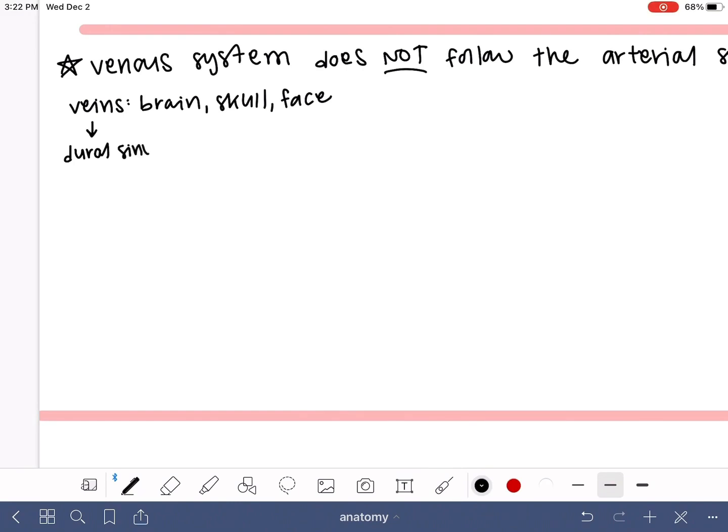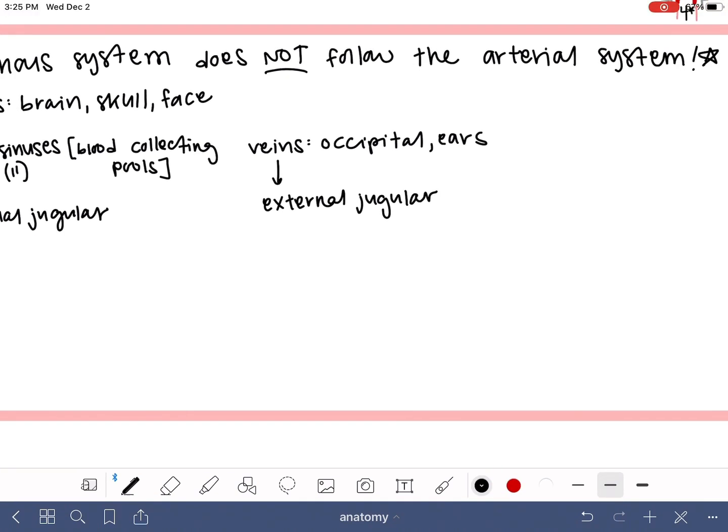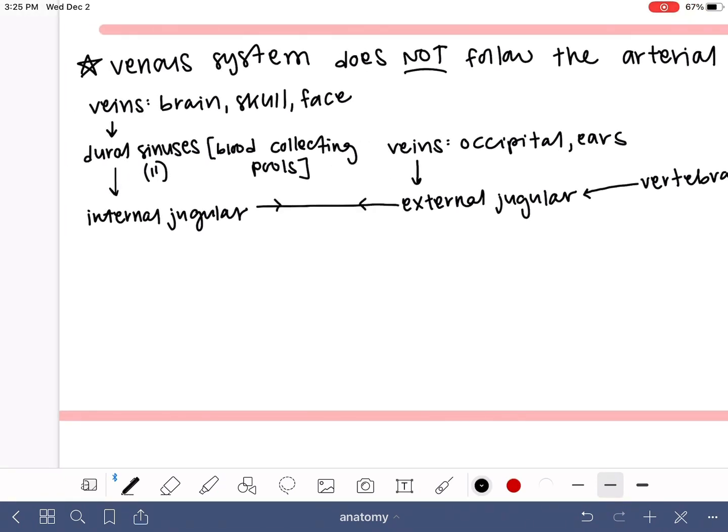I'm not going to get into too much detail, but these will drain into the dural sinuses in our brain. These are like blood collecting pools. There's 11 of them in total. And then these will all come together and drain into the internal jugular. There's another set of veins in the back of our head and around the side near our ears, and these will drain into the external jugular. Also, the vertebral veins will come into the external jugular.